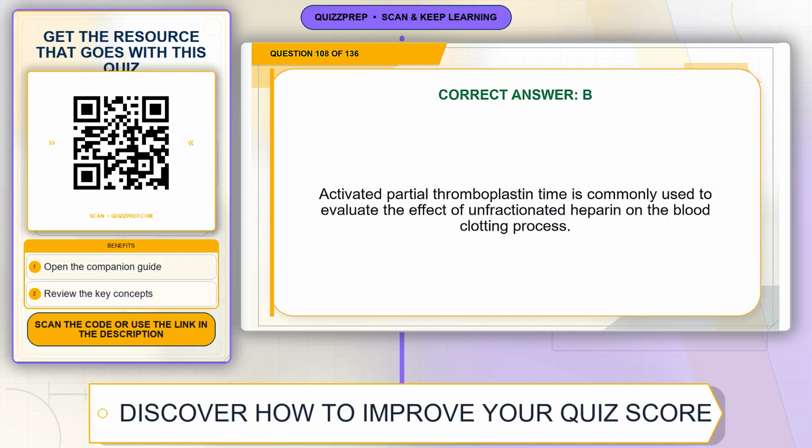Explanation. Activated partial thromboplastin time is commonly used to evaluate the effect of unfractionated heparin on the blood clotting process.